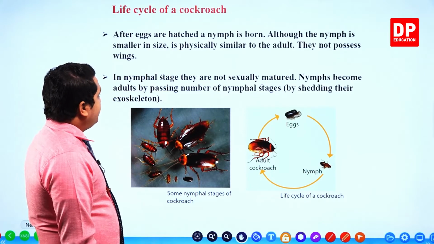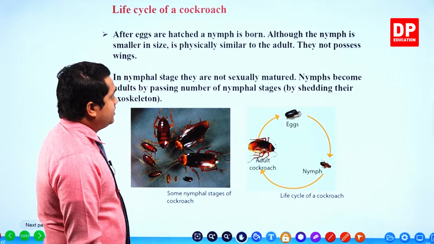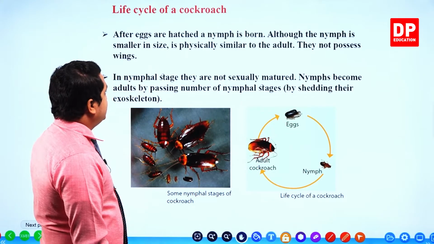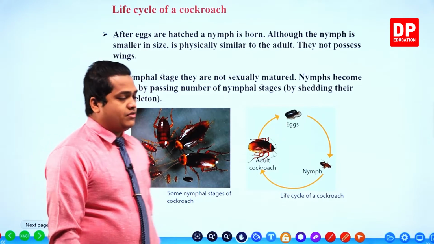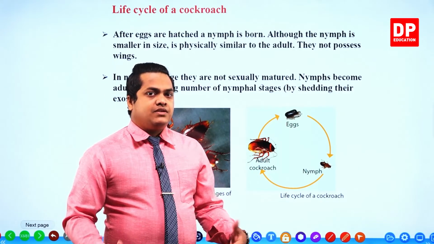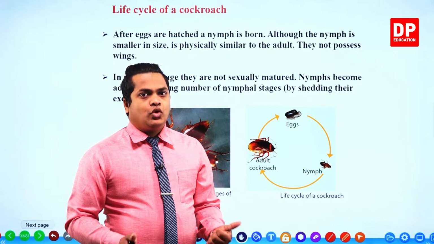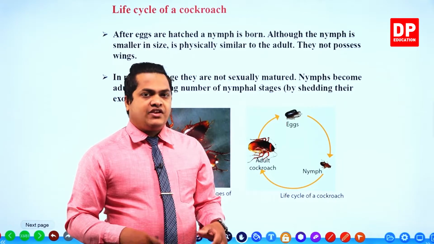So after eggs are hatched, a nymph is born. Although the nymph is smaller in size, it is physically similar to the adult. So we know this already, right? The nymph is somewhat similar to the adult. The only thing that changes is the size. All the other features are the same.